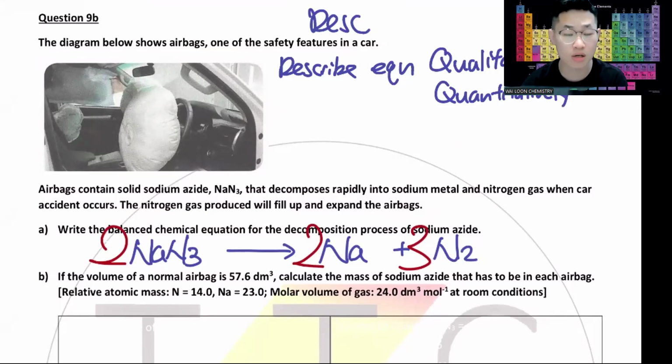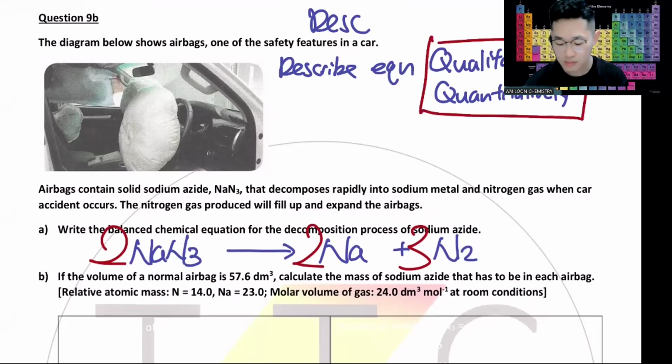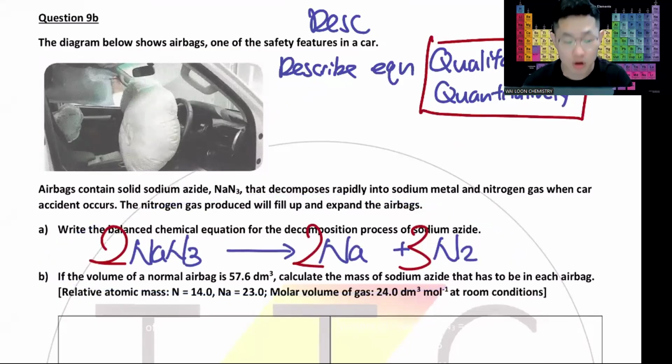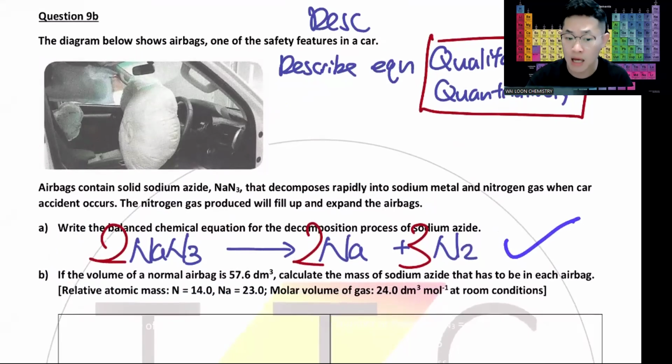Or sometimes they will change the question a bit. Describe the equation in a quantitative or qualitative form, or give information related to quantitative and qualitative. Okay, this is how you do this question, guys. When you want to interpret or describe an equation, interpret the equation, qualitative and quantitative, you have to look at the equation. That means you have to make sure your equation is correct.